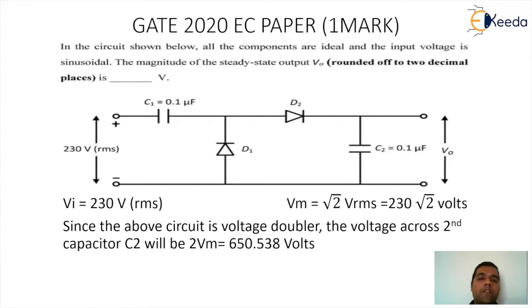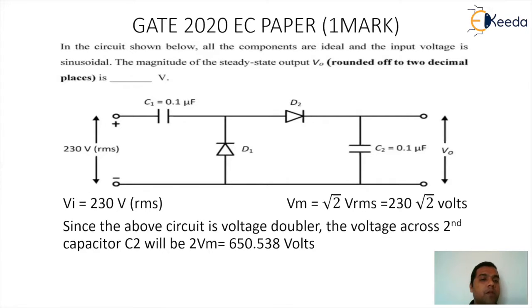Now, if you observe the question and the diagram carefully, the diagram is analogous to that of a voltage doubler, where the first capacitor will charge to a value of Vm and the second capacitor will charge to a value of 2 Vm. This implies the voltage across the capacitor C2 will be twice Vm.